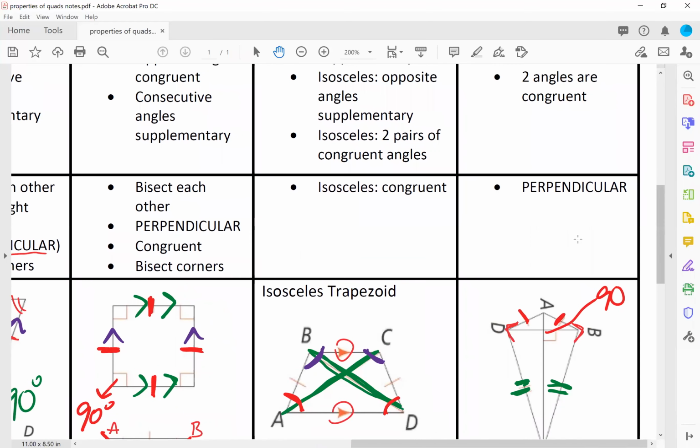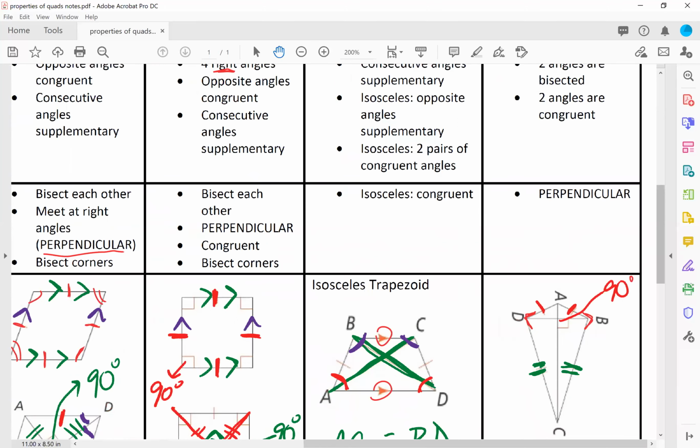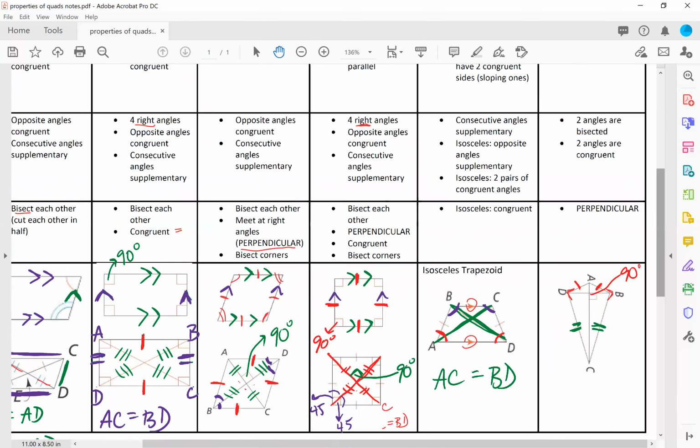And then the last thing that you need to know about kites, and I would say this is probably the most important, is that their diagonals, so these lines crossing through the middle, are perpendicular, so they make right angles. So that's all there is to it for properties of quadrilaterals.